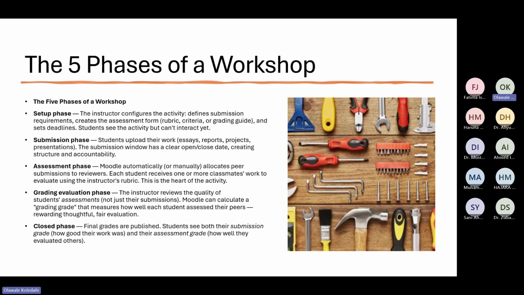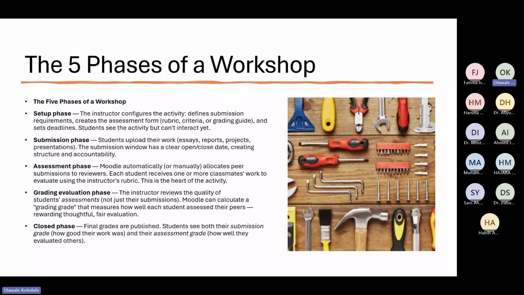The submission phase is when students upload their work, and their work can be in the form of essays, reports, presentations, projects, and so on and so forth. And then the submission window has a clear open and close date. There is always a clear open and close date. And this will help us to create structure and accountability.